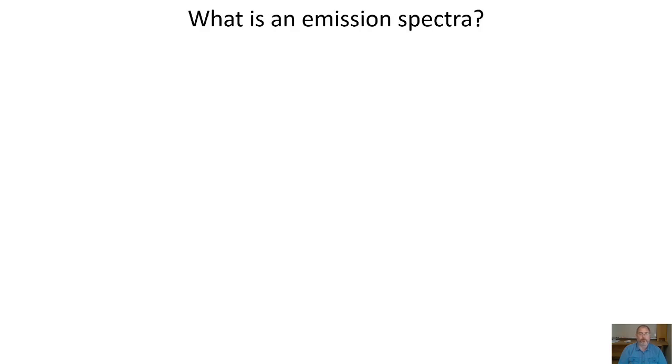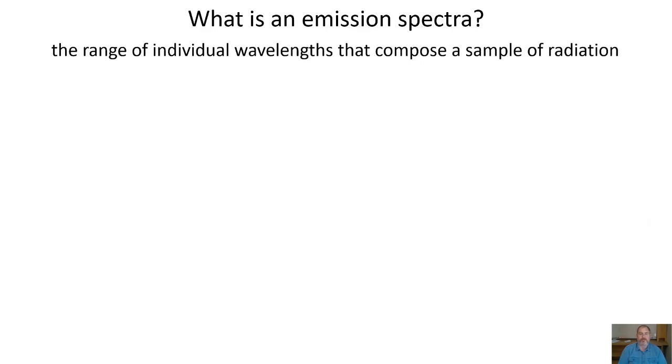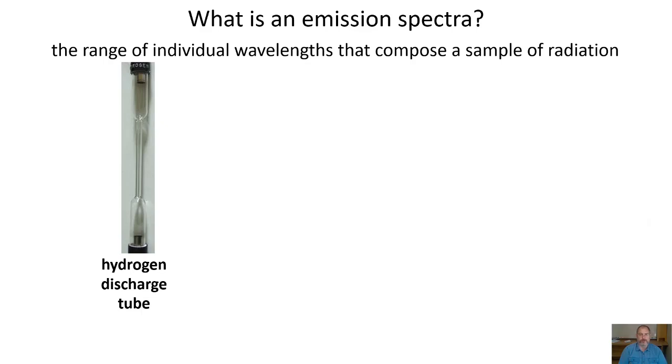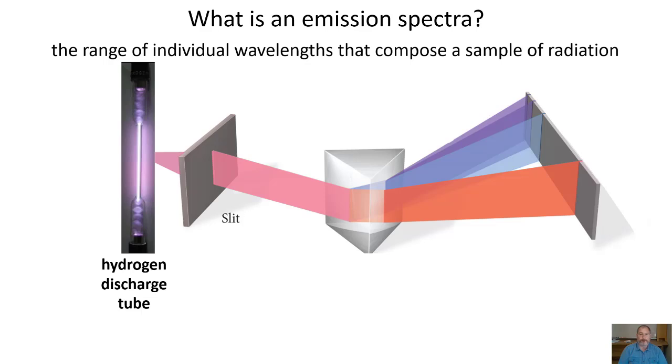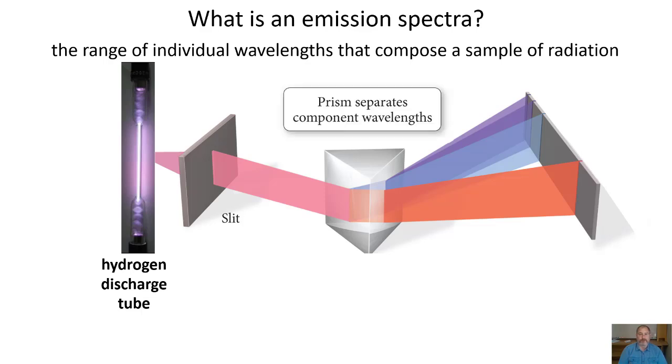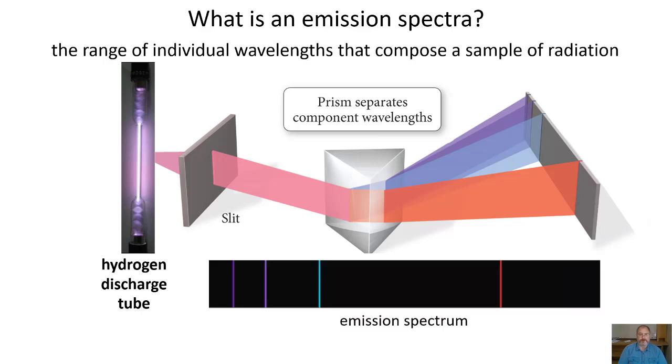But to begin, let's talk about what exactly an emission spectrum is. An emission spectrum is the range of individual wavelengths that compose a sample of radiation that's being emitted by some source. As an example, we can take a hydrogen discharge tube. All this is just a tube that contains hydrogen gas. When you run electricity through the hydrogen gas, it causes the hydrogen gas to start to glow and give off light. Now if we take the light that's being emitted by this hydrogen discharge tube, run it through a slit, and then run it through a prism and separate the light into individual component wavelengths, we would get what is called an emission spectrum.